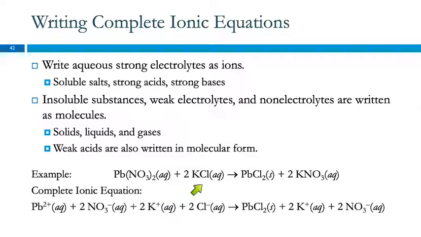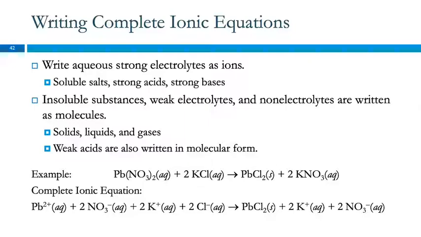Then over here, potassium and chloride, aqueous, so we're going to write potassium ion and chloride ion separately. There were 2 of these units, and so we have 2 potassiums and 2 chlorides. This is a solid. Solid, just copy it down. Liquid, gas, just copy it down. Don't do anything to it. And then here's another aqueous one, soluble ionic compound. We need to write this as separate ions. Any questions? This is called a complete ionic equation.